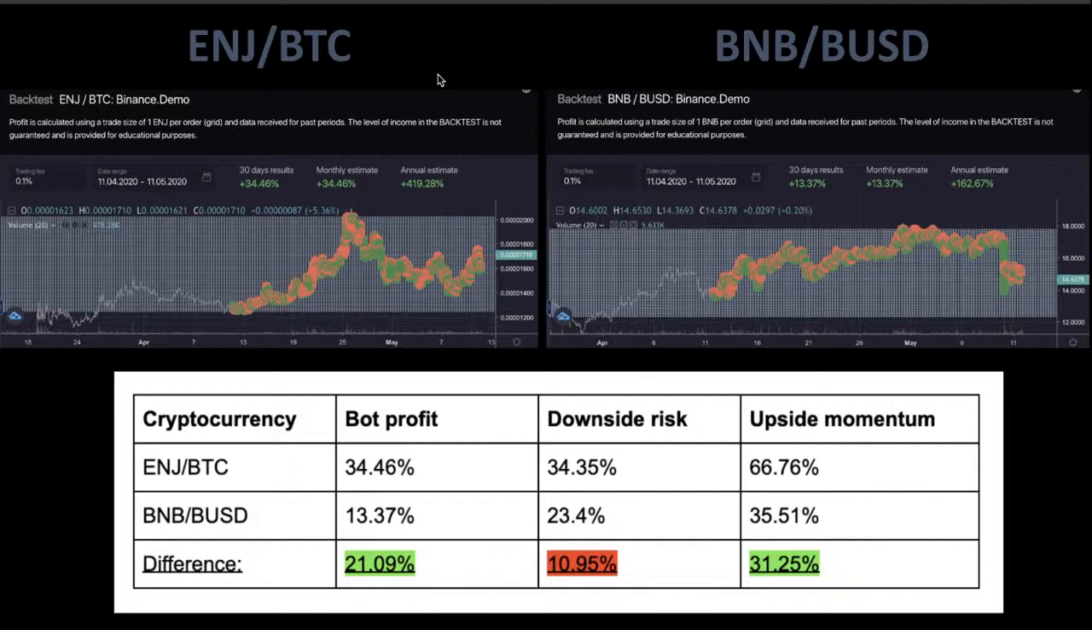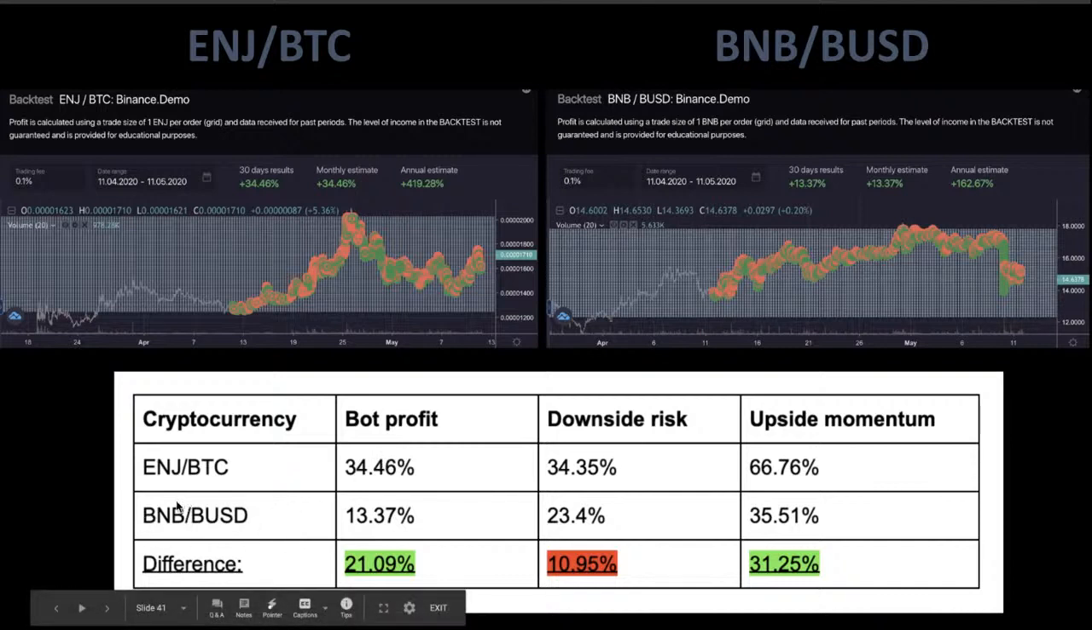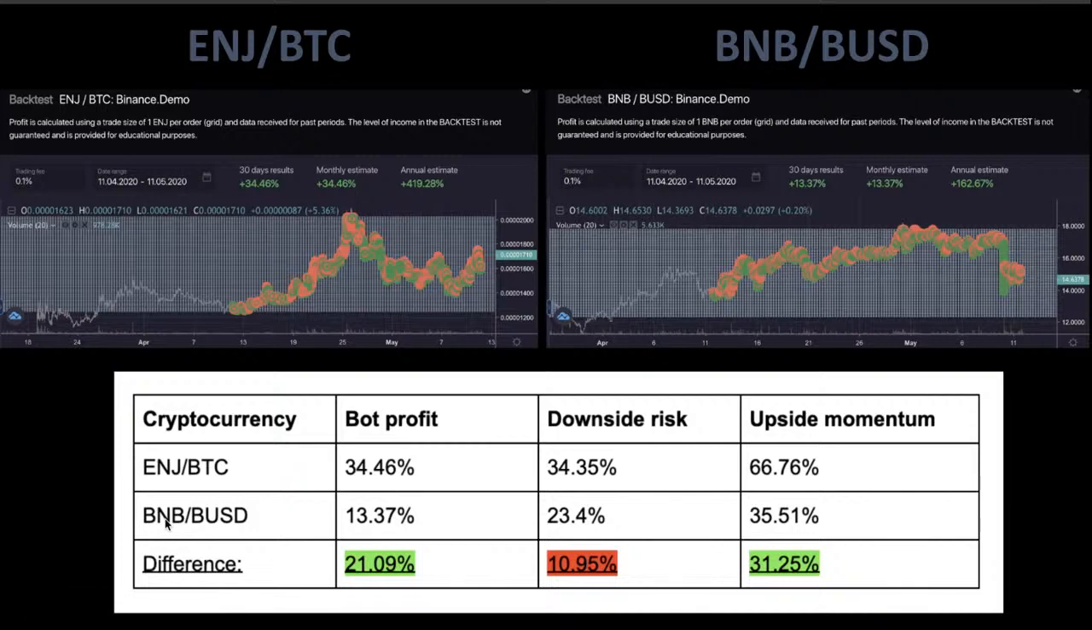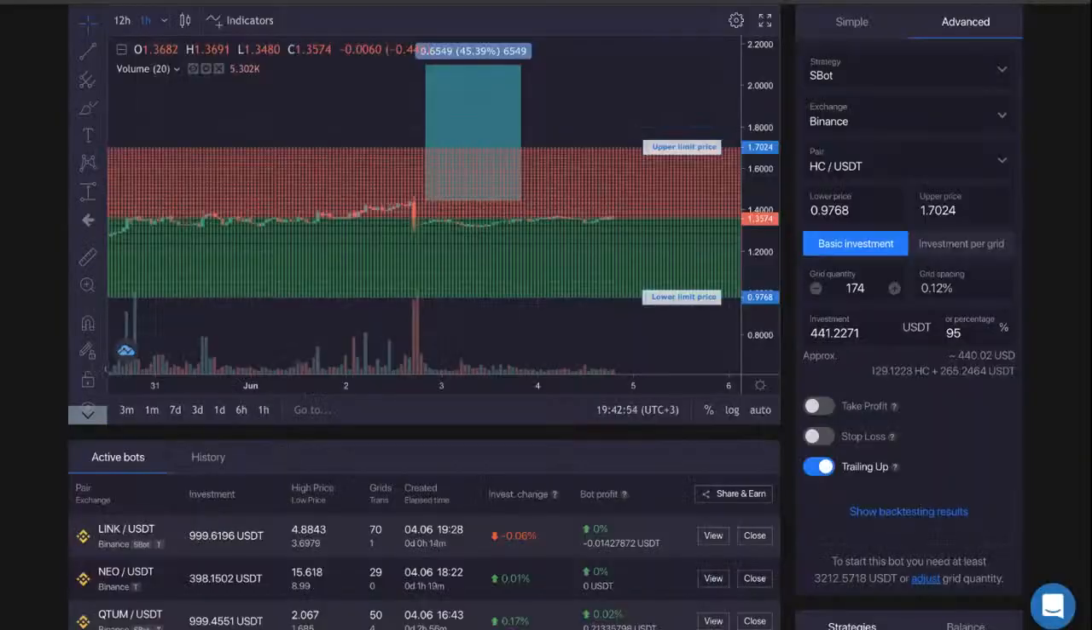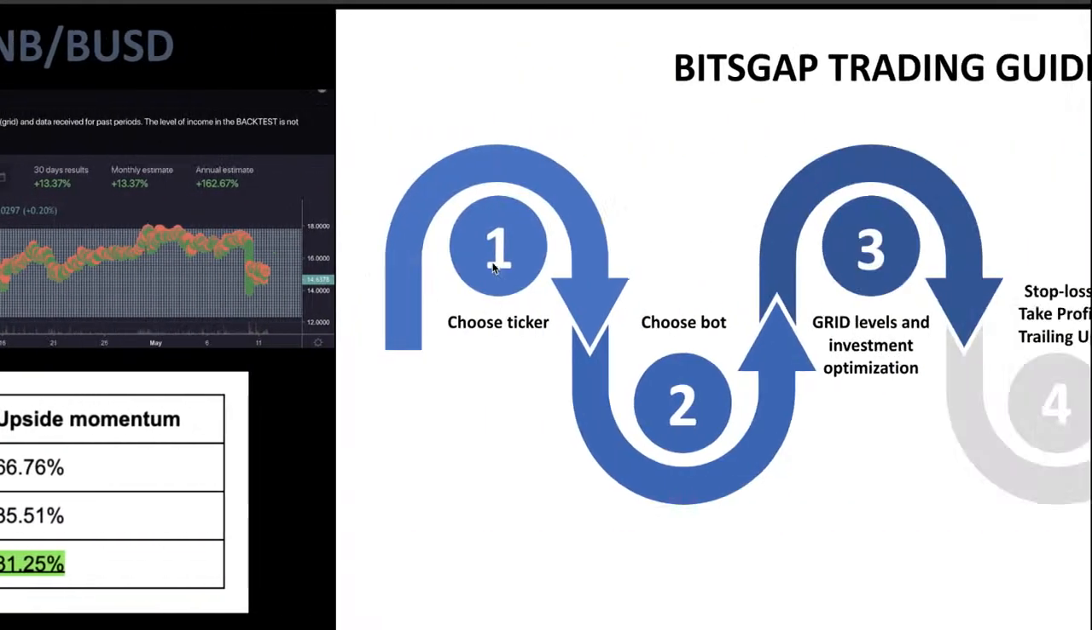I mean, it all depends on how risk averse you are. So if you are ready to take higher risk for a higher return, then NG would be an optimal solution for you. Whereas if you are looking for minimum risk, then in this case, BNB could be an option, but I would also compare BNB with some other cryptocurrencies that had pretty much the same downside risk but had a higher bot profit. All right, so that's the logic of how you can use the backtesting.